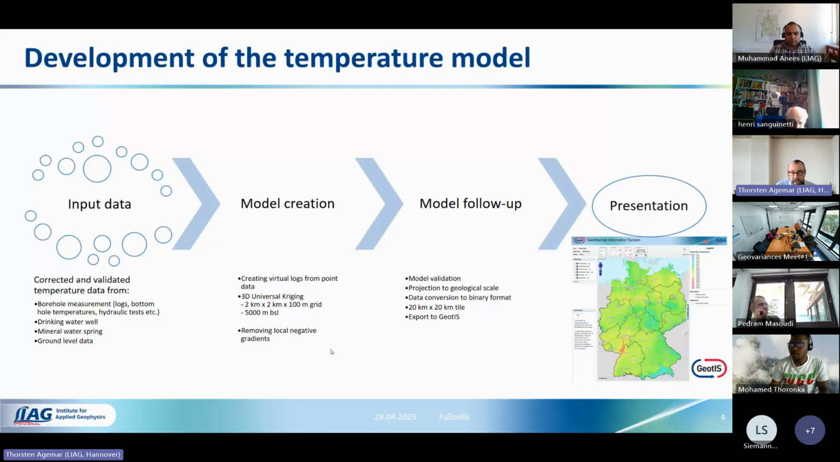Since in most areas we have a rather conductive regime that controls the temperature distribution in the subsurface, negative gradients, like a decrease in temperature with increasing depth, are rather unusual and are considered in most cases as artifacts. This is different from active volcanic areas, like for instance Iceland, where you could indeed find negative gradients, but we remove the negative gradients because we don't have any active volcanism, so that can be excluded.